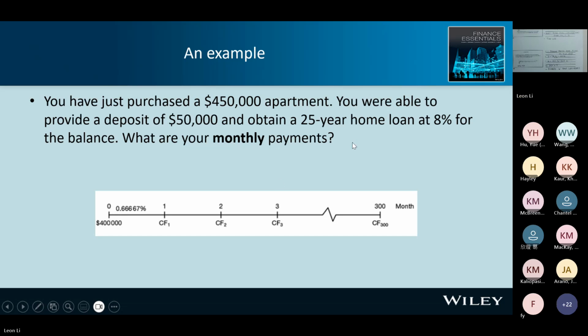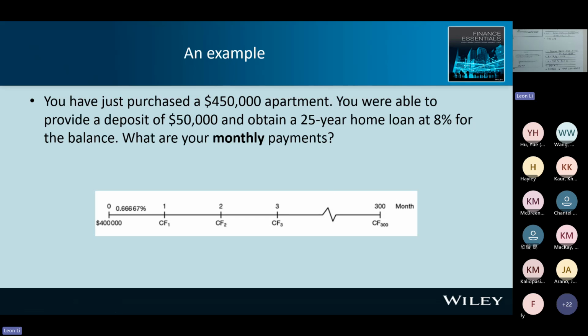Then, a 25-year home loan at 8%. You can see the number of years, 25, the rate, 8%. But there's a key point: monthly payment. So you have to adjust your data according to the payment frequency. First, 25 years monthly. So 25 years in months, you have 300 months.